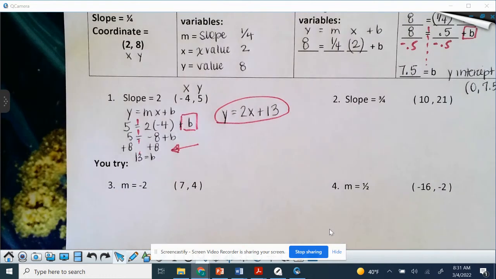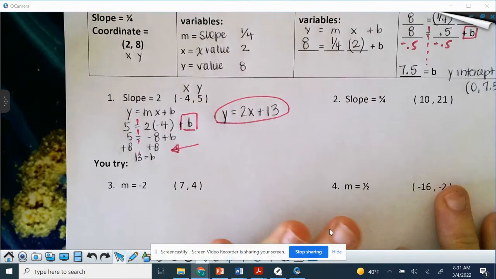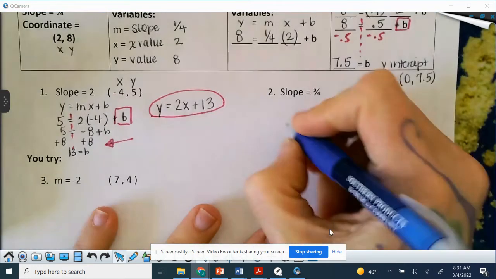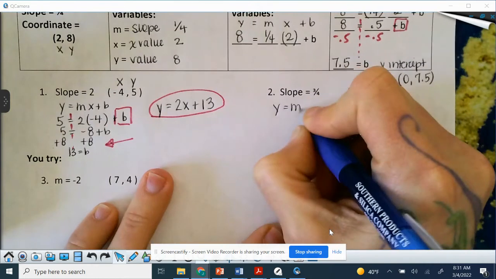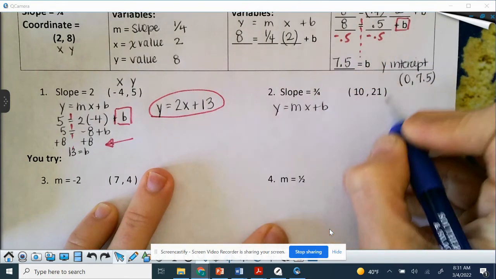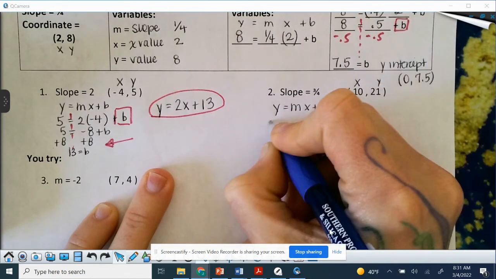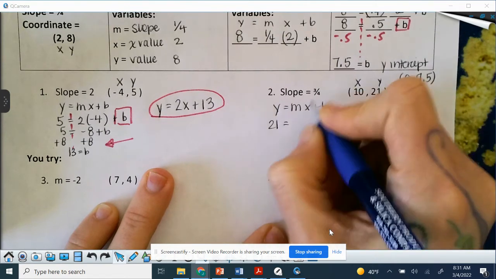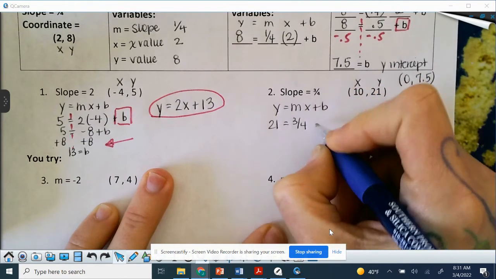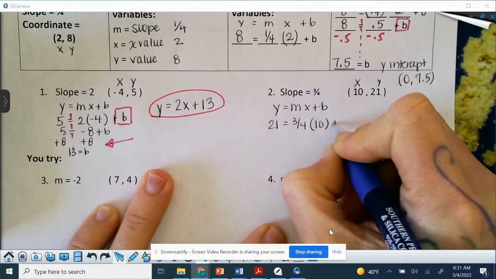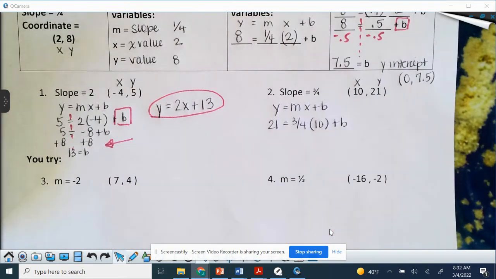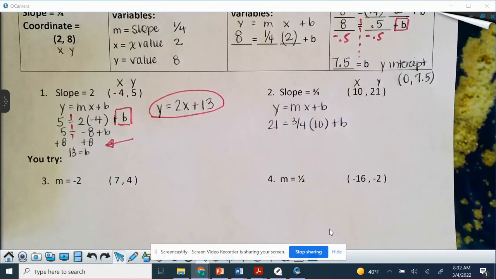All right, so we're going to do it again. So we're going to do y equals mx plus b. Our y value, x, y. So y is 21. My m is 3/4. My x is 10. And then I'm going to have plus b because, again, we don't have a b value. So without the b value, we can't do anything yet. We have to solve for that b value first.